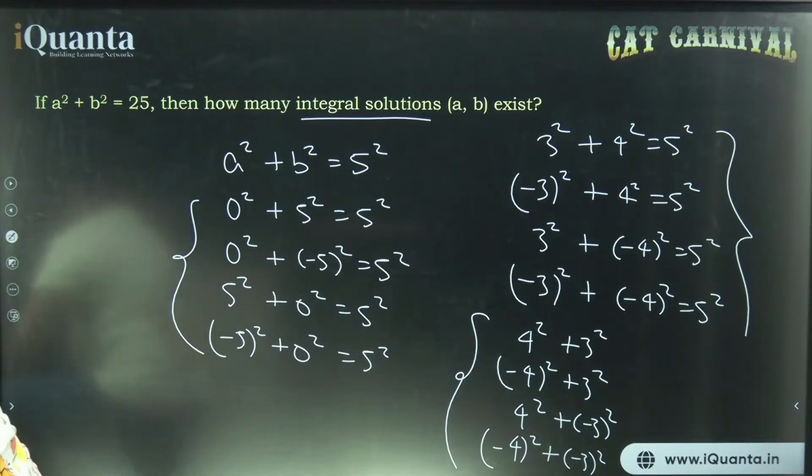Now what is the problem? The problem is, if we get such questions, will we keep writing them all out? Do we have something else? Do we have another method? And that is where Brahma Triplets come into existence.